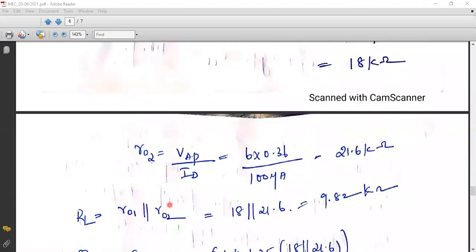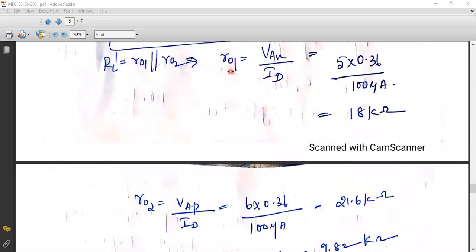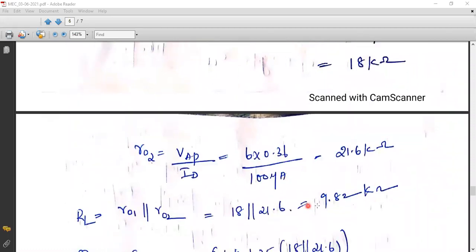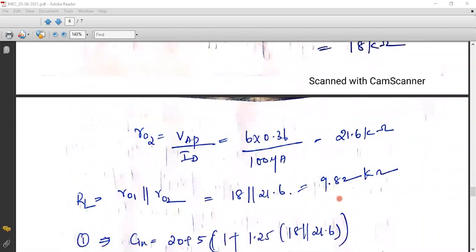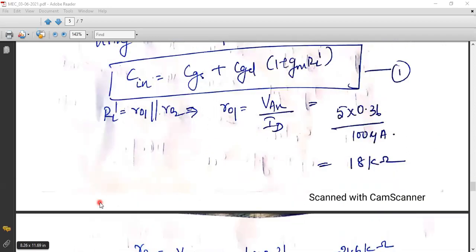Good. After that, take the parallel effect of R01 and R02. Check if you are getting this 9.82. 18 into 21.6 divided by 18 plus 21.6. It is 9.8, right? So that is your RL dash.